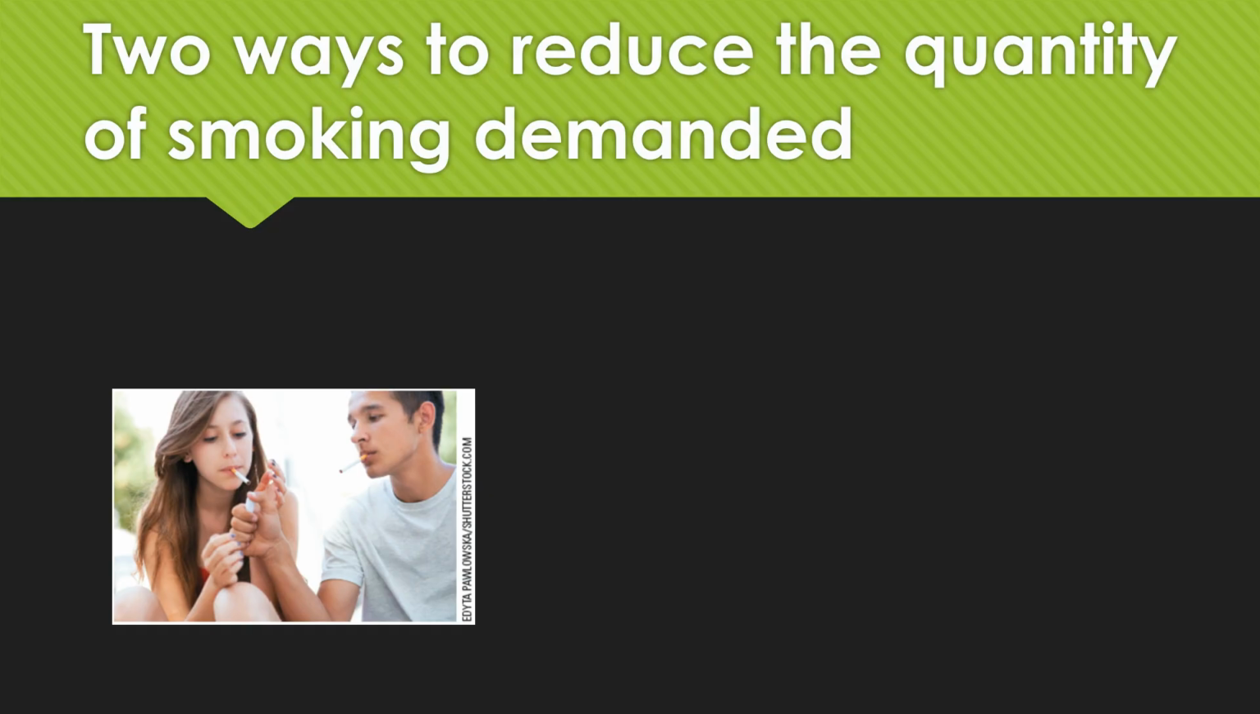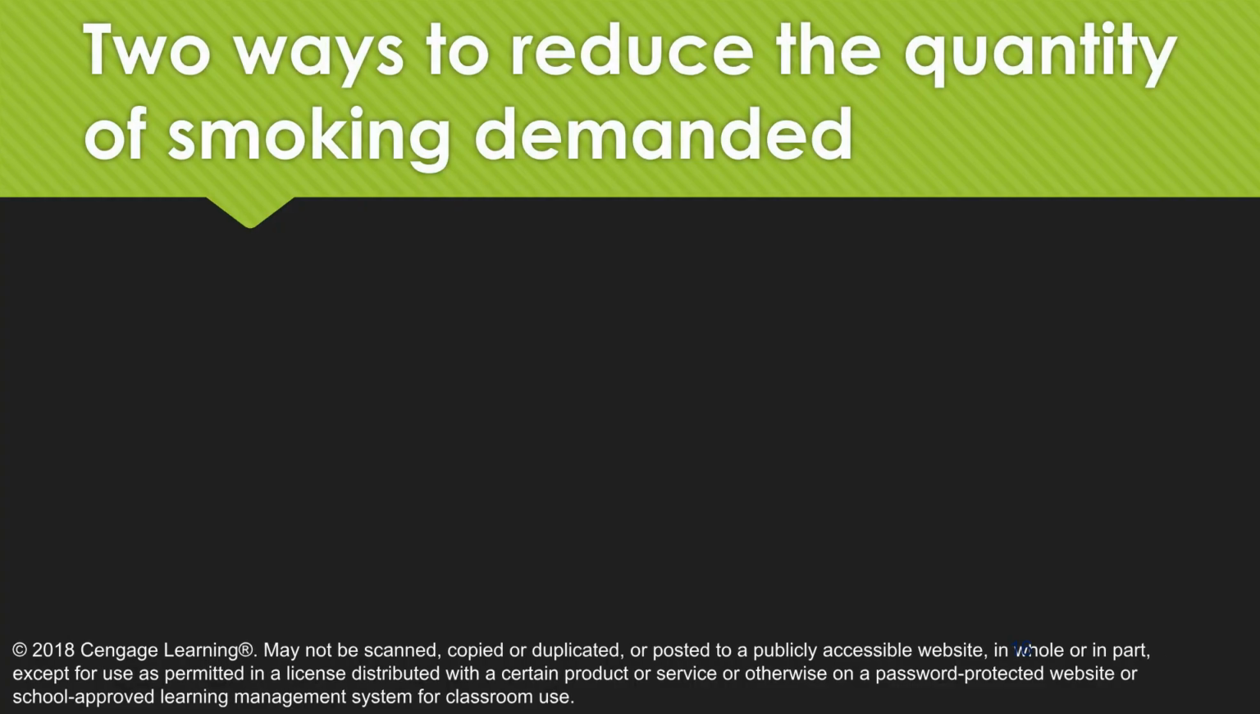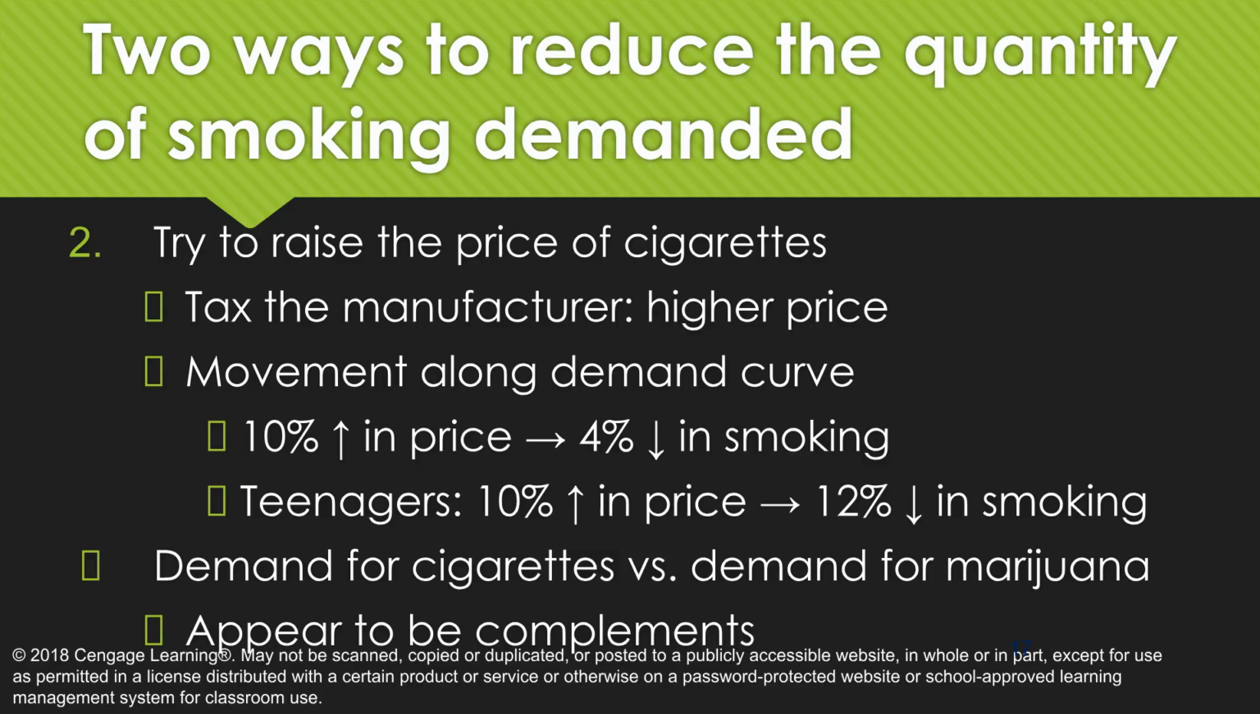In conclusion, to reduce the demand for products like cigarettes, policies can focus on shifting the demand curve or increasing prices. This raises the question of which strategy is most effective in achieving public health goals. Moving on, there are two primary methods to reduce the quantity of smoking demanded. The first is to shift the demand curve for tobacco products through public health campaigns, mandatory warnings, and limiting advertising. The second method is to raise the price of cigarettes, often through taxation.